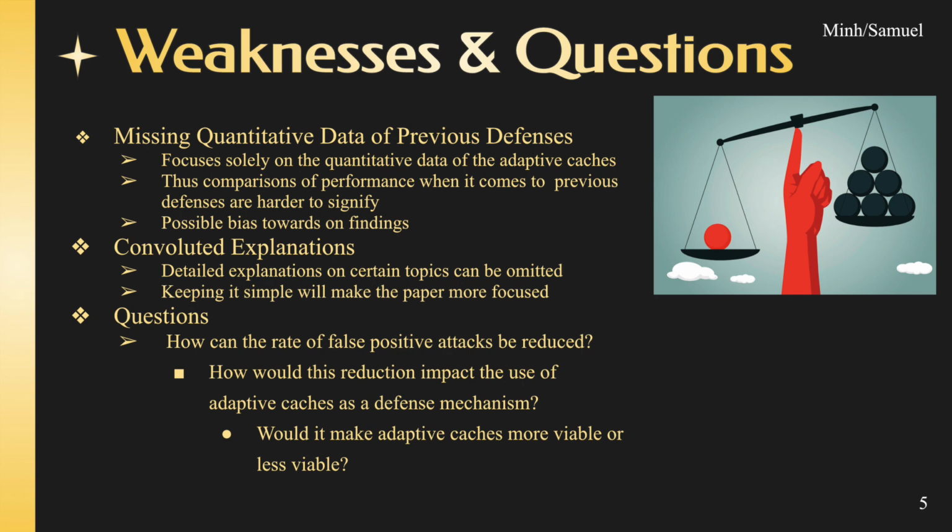After reading this paper, we arose with a couple of questions. One being around the optimal role of adaptive caches when it comes to being a defense mechanism against cache side-channel attacks. We want to ask the authors what they believe to be the best complementary defense mechanism to be used alongside adaptive caches. Additionally, for future research, how can the rate of false positive attacks be reduced, and how would this reduction impact the use of adaptive caches as a defense mechanism? Would it make adaptive caches more viable or less viable?